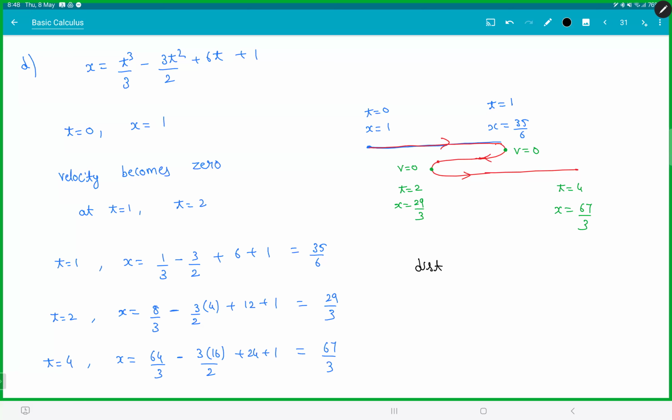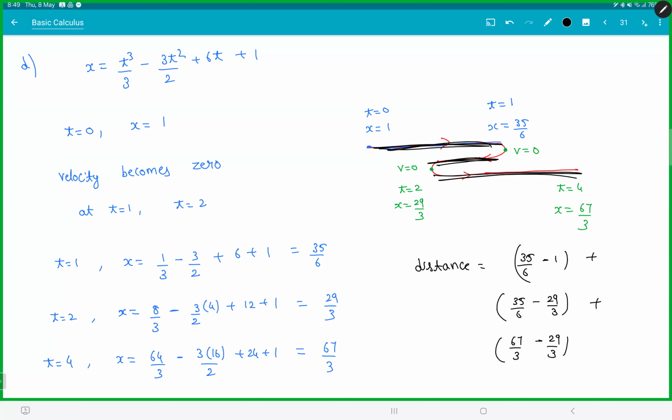So here the distance traveled will be, first you traveled from 35 by 1 to 35 by 6: 35 by 6 minus 1, plus then you traveled 35 by 6 to 29 by 3, then you traveled 67 by 3 minus 29 by 3. This is the total distance, this length and this length. And if you add all this, how much are you getting? I got 106 by 6.